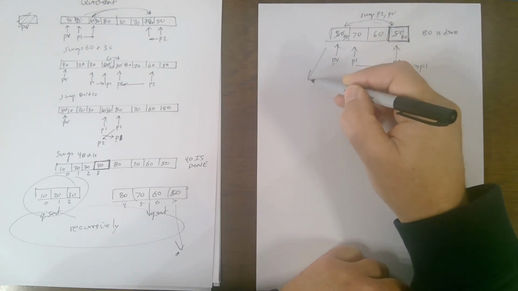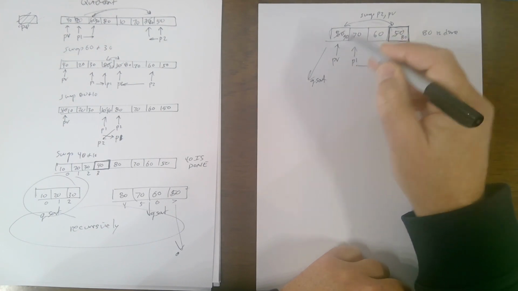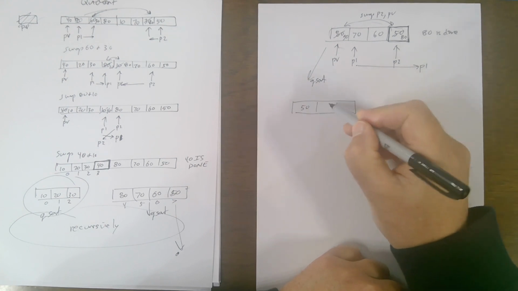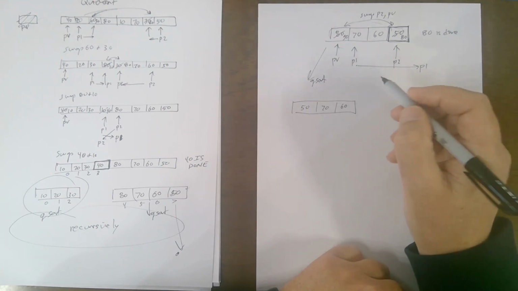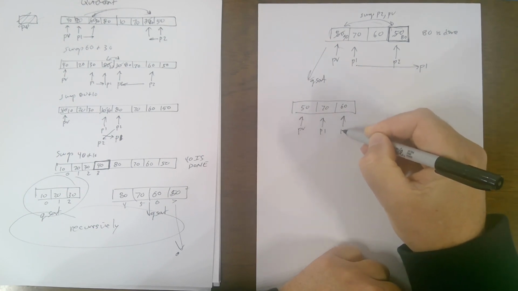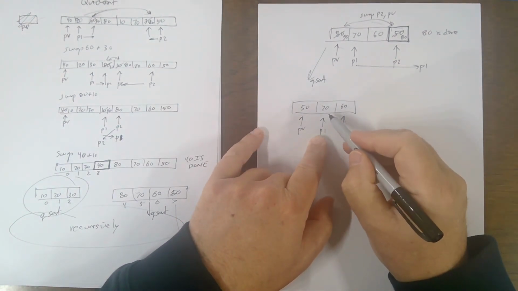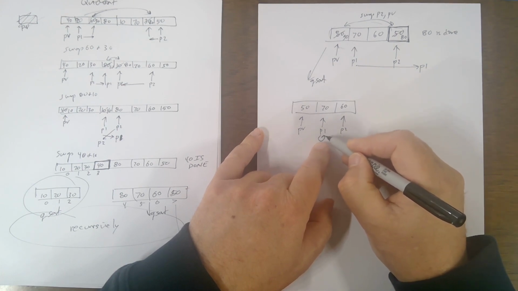I guess I could keep doing that. So we're going to call quicksort again on this subarray. So we'll have 50 here, 70 here, and 60 here. This is the pivot. This is P1. This is P2. First we move P1 to the right, looking for something bigger than the pivot, and we found it, so we stop.